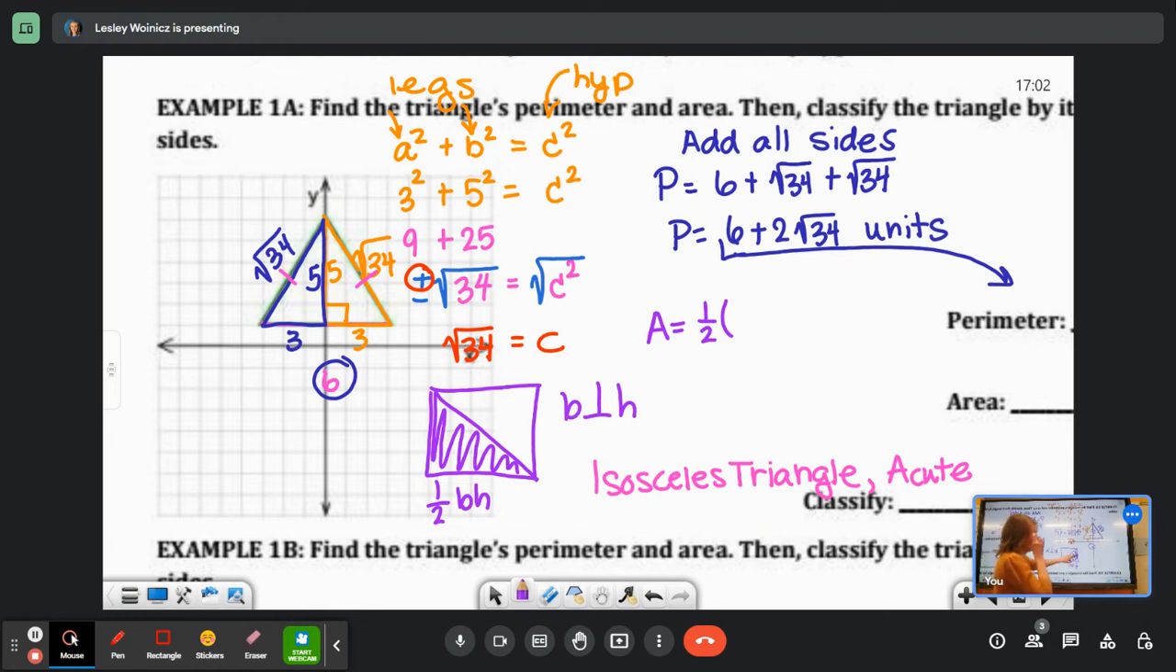My base is the 6. And my height is the 5 that's perpendicular to the 6. Here's my height of 5. Okay, half of 6 is 3. 3 times 5 is 15. So my area is 15 units squared. They have to be units squared because area is not linear, it's squared.